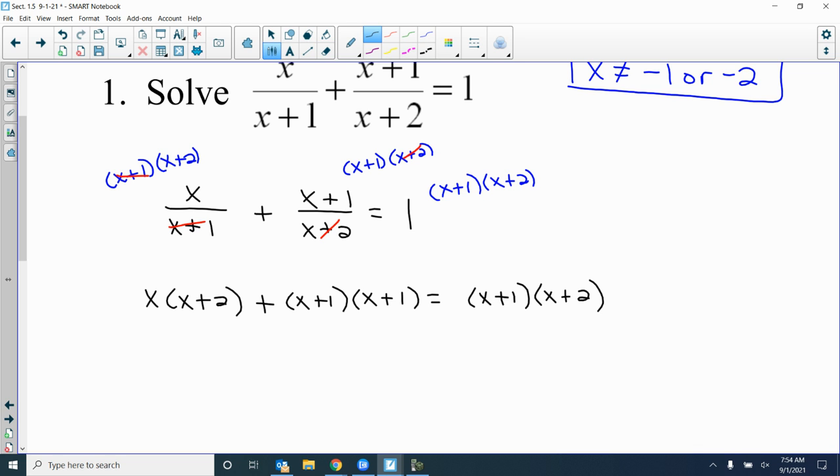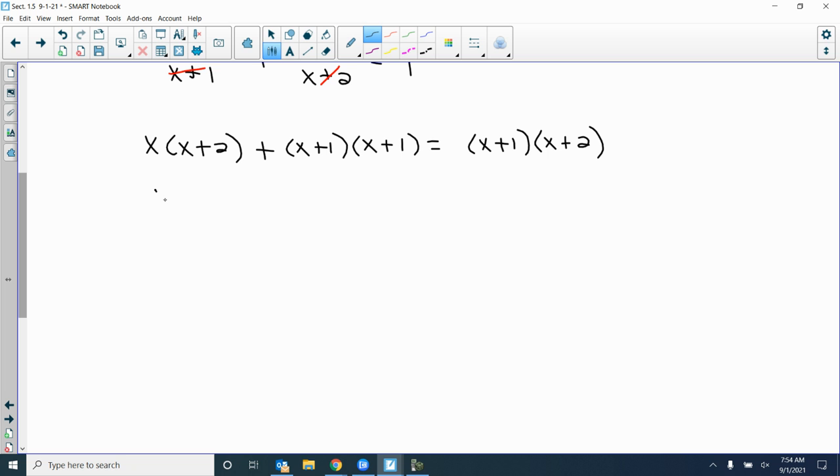All right, now you've got to distribute. You've got to FOIL. Nothing you can do to get around that. So let's distribute. Let's FOIL. I get x squared plus 2x. Plus, all right, this is going to give me x squared. I'm going to go ahead and just FOIL it all out. Plus x plus 1 equals x squared plus 2x plus x plus 2.